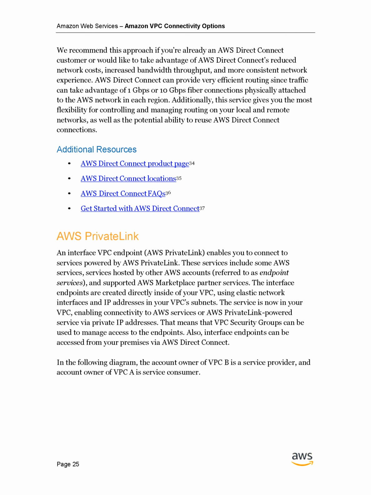That means that VPC security groups can be used to manage access to the endpoints. Also, interface endpoints can be accessed from your premises via AWS Direct Connect. In the following diagram, the account owner of VPC B is a service provider, and the account owner of VPC A is the service consumer.